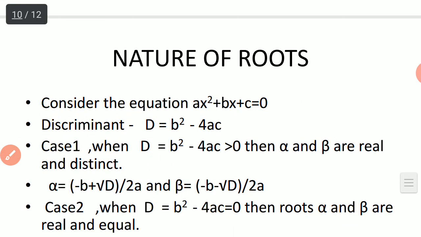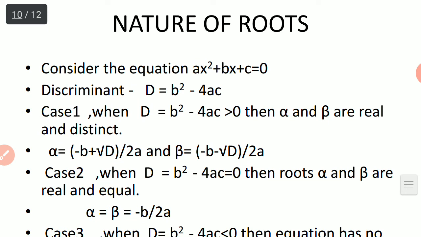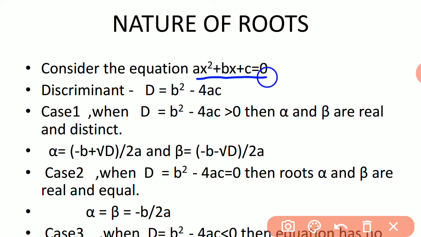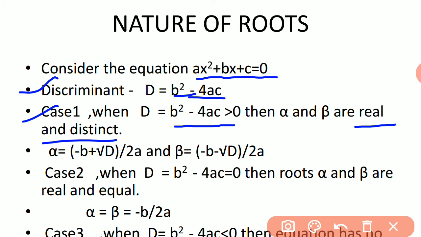Nature of roots. Consider the equation ax² + bx + c = 0, and the discriminant is b² - 4ac. Case first, when b² - 4ac is greater than 0, then the roots will be real and distinct. So if alpha and beta are the roots, then alpha = (-b + √D)/2a, and beta = (-b - √D)/2a.